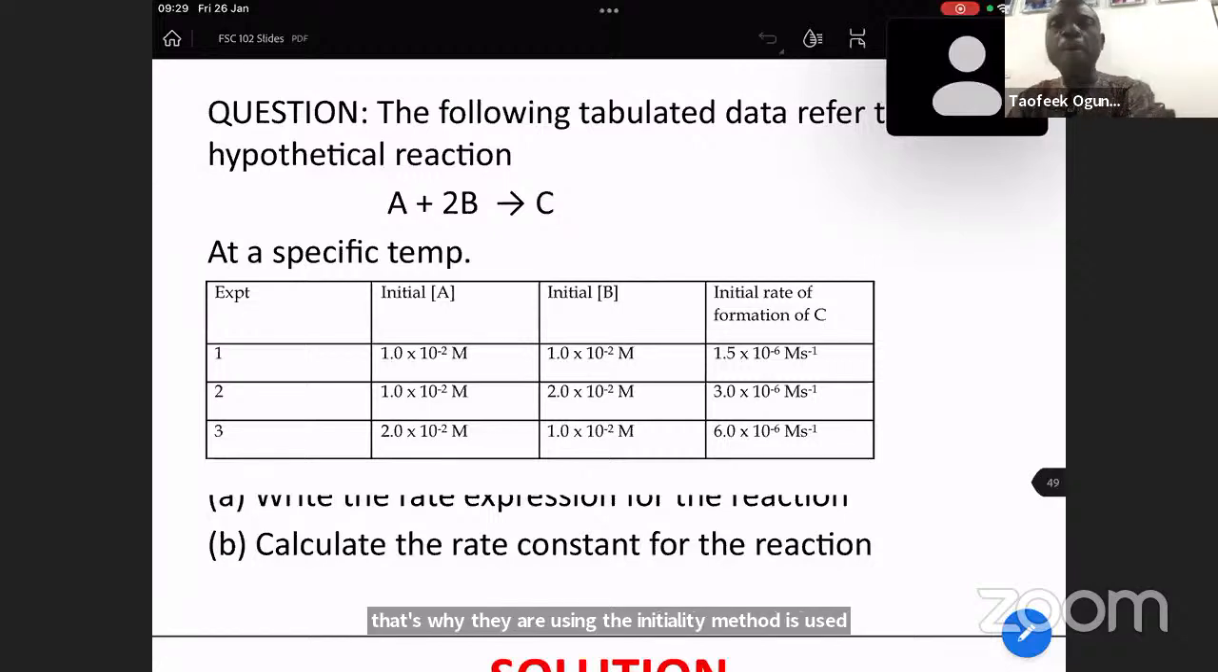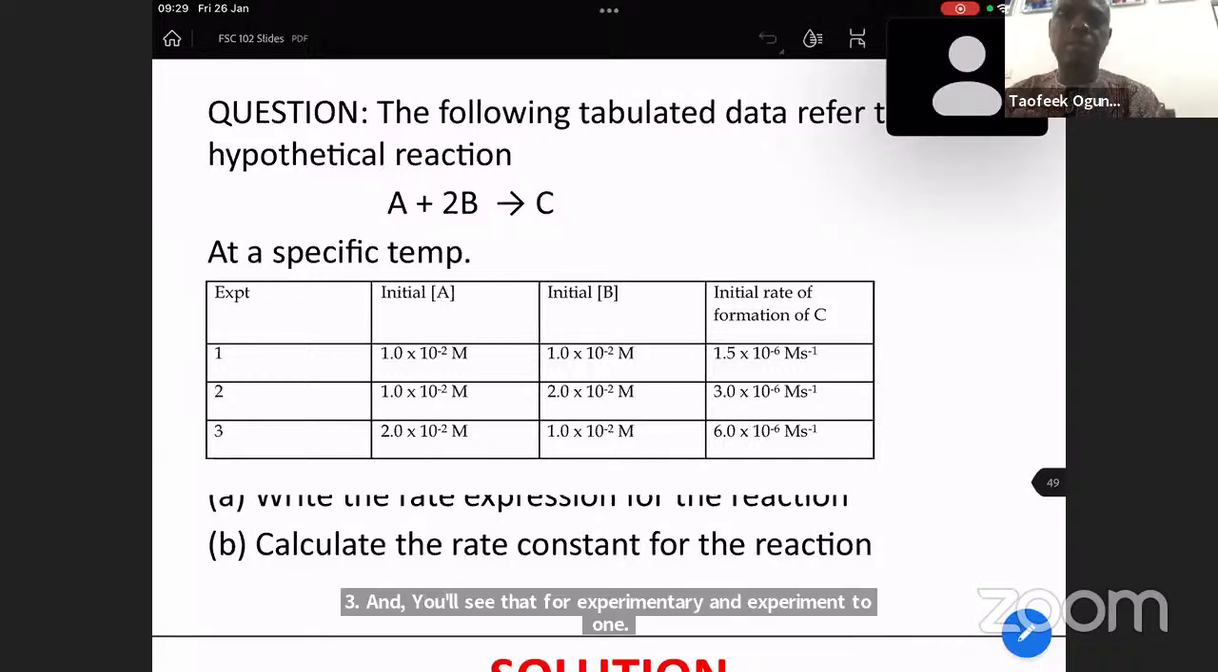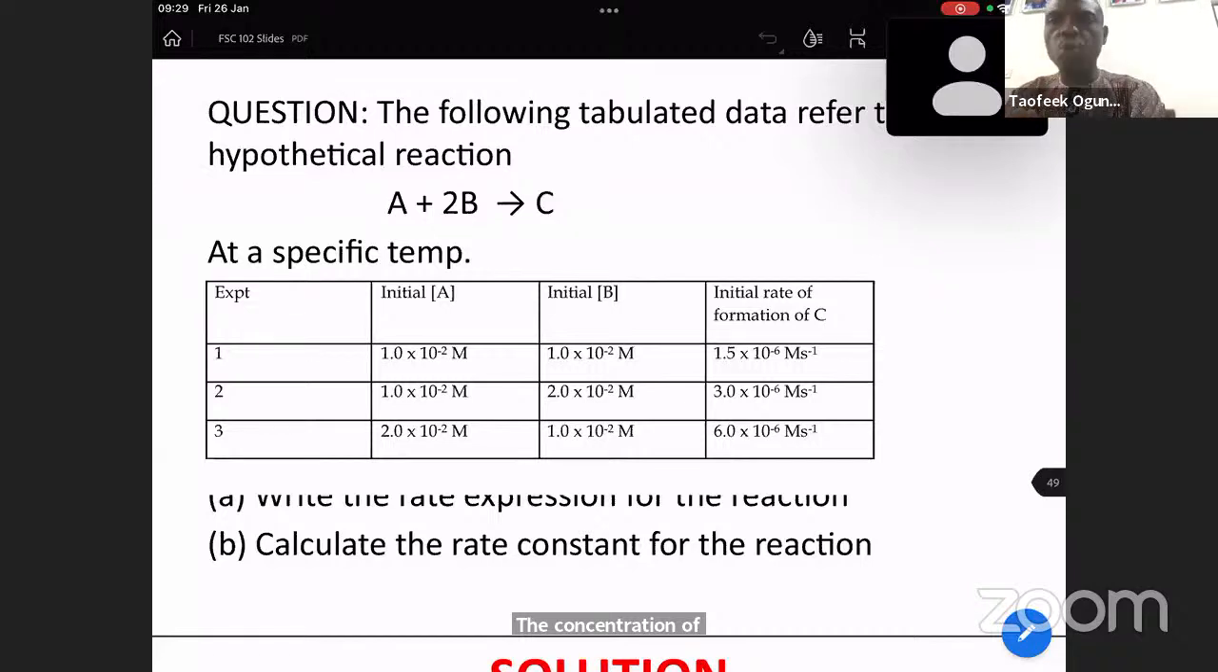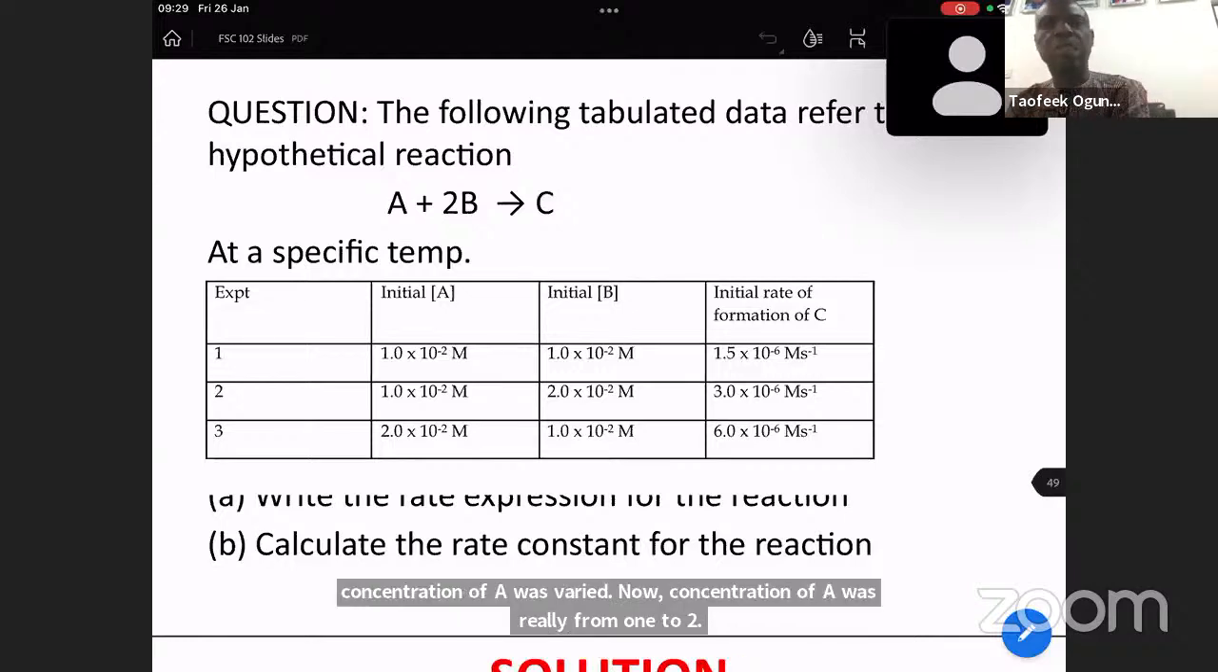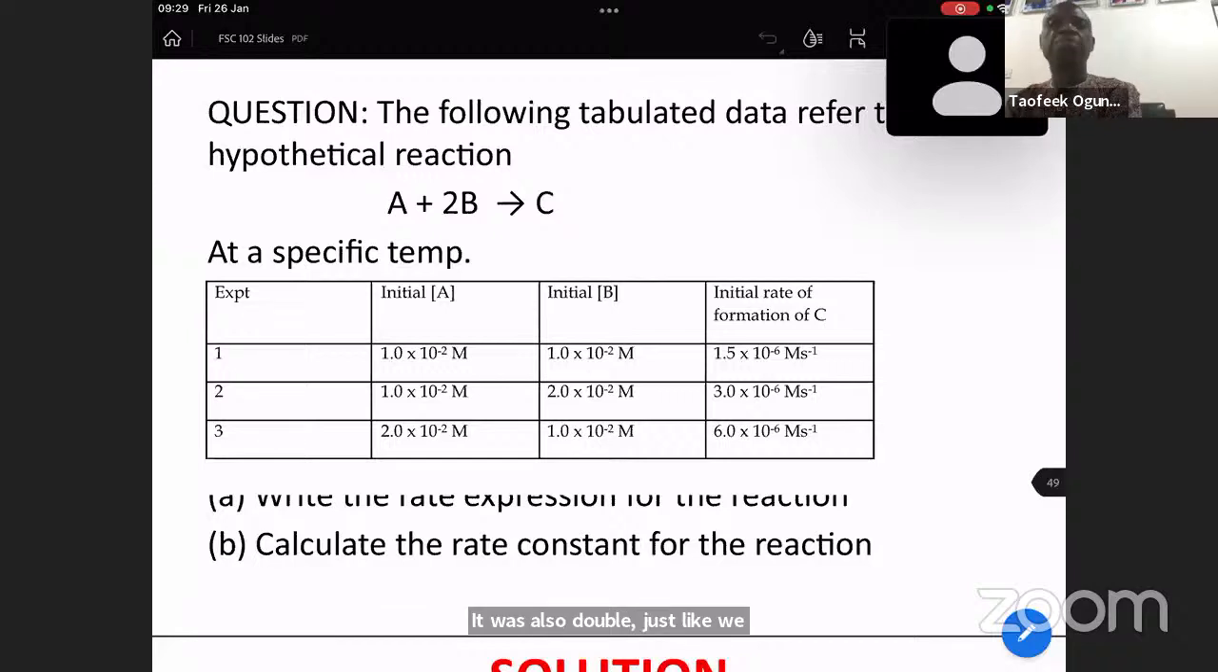So now for the second part, you look at experiment 3 and experiment 1. You'll see that for experiment 3 and experiment 1, the concentration of B was kept constant, while concentration of A was varied. Concentration of A was varied from 1 to 2. It was also doubled, just like we doubled B originally. Concentration of A doubled now, while B was kept constant. Now look at what happens. You need to look at the rate of reaction.